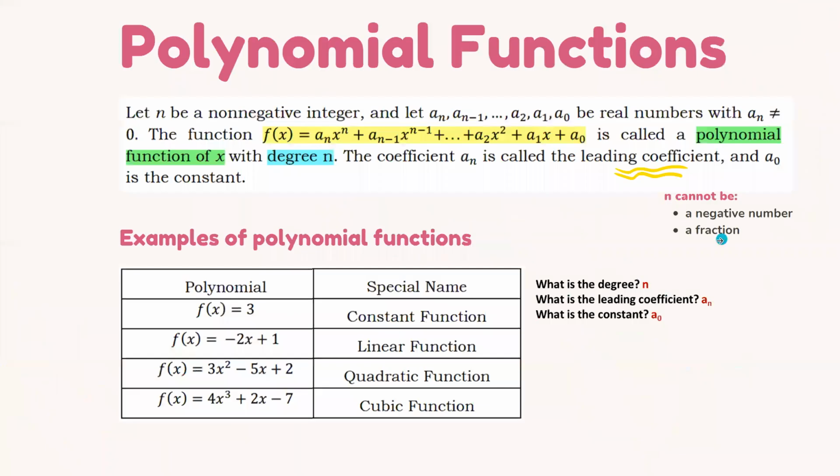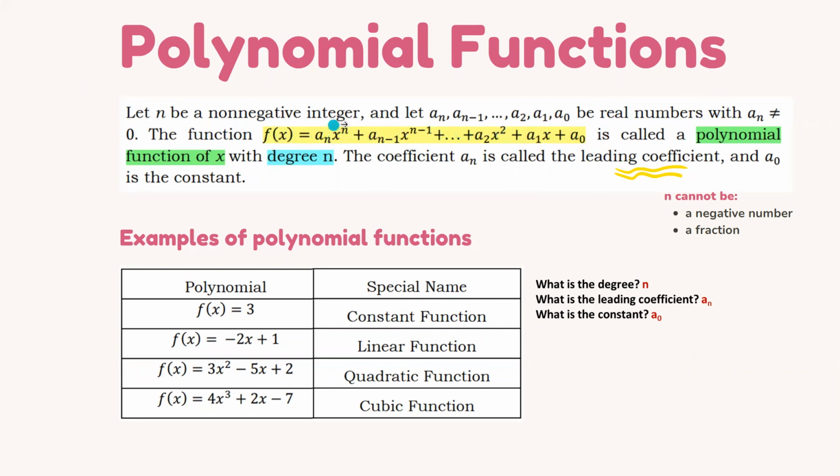Now, let's talk about polynomial functions first. So what is a polynomial function? This is just a review. Polynomial function: let n be a non-negative integer, and let a sub n, a sub n minus 1, and so on, the coefficients in this form, be real numbers with a sub n not equal to 0. So this is the general form of the polynomial function.